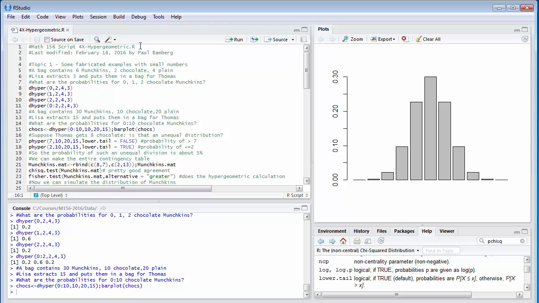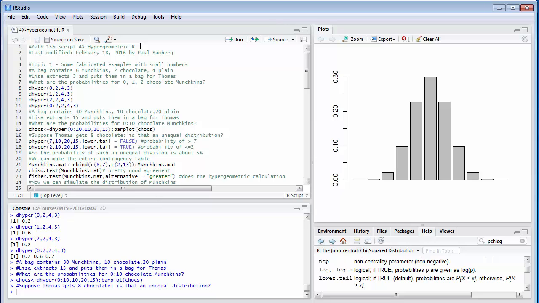Exactly the same function will give this result to us, and we can make a nice bar plot of the number of chocolate munchkins. Now, of course, we've got sibling rivalry here, and Catherine says, Thomas got 7 chocolate munchkins. That's not fair. How do you answer that question? You say, well, suppose these were distributed completely at random. What's the probability that he'd get more than 7 of them? And p-hyper will calculate that for us.